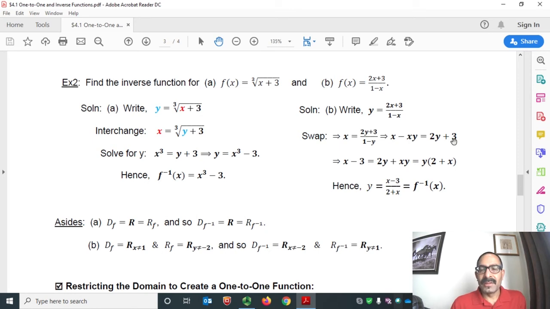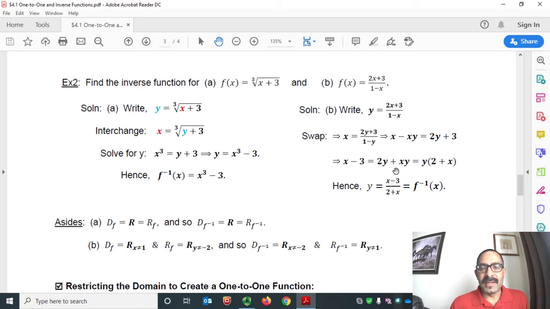Now collect the y terms together. So that means bring this 3 to the left side and take xy to the right side. So here x minus 3 equals 2y plus xy. I hope this makes sense to you all. I subtracted 3 from both sides and I added xy on both sides.